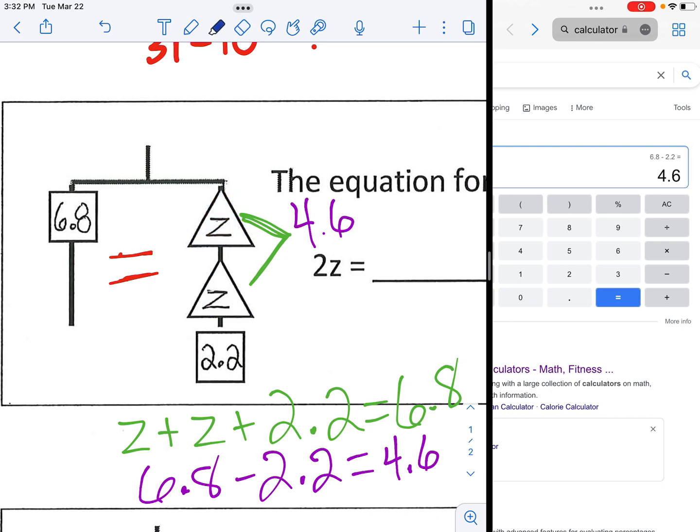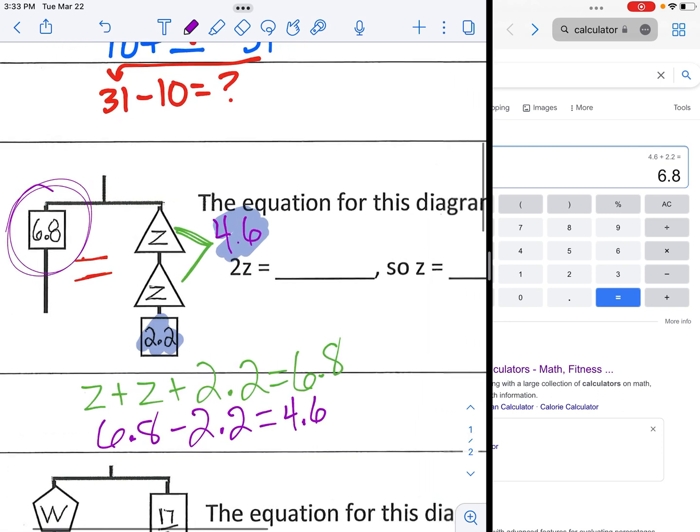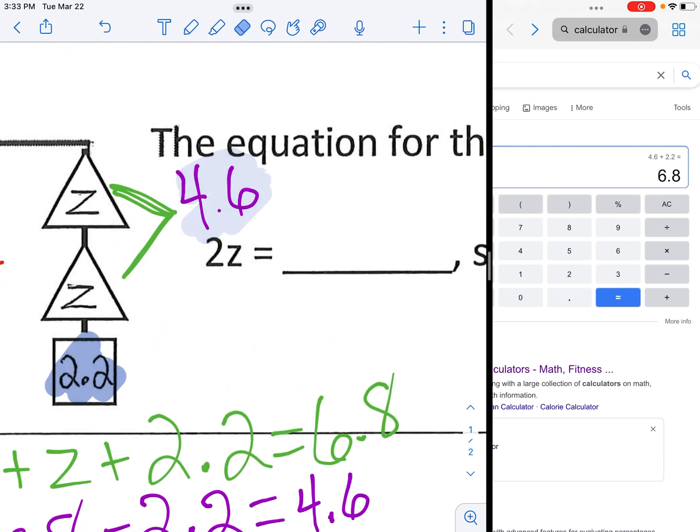So now when I add 4.6, 4 6/10 plus 2.2, 2 2/10, I should get the number that's hanging on the other side. Let's try. 4.6 plus 2.2. Make sure your calculator says what you want it to. It's hard when my calculator is so small. Equals, look at that, it matches, 6.8 and 6.8. So those two z's together, that 4.6, I can put right here. Two z's together equal 4.6.